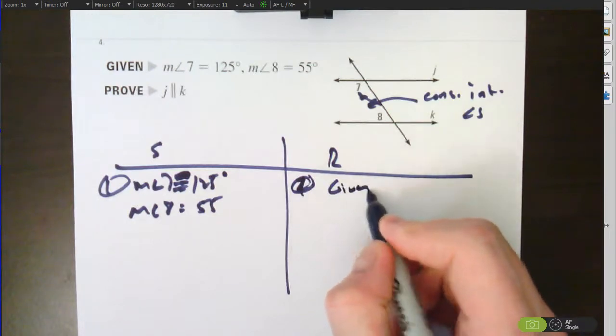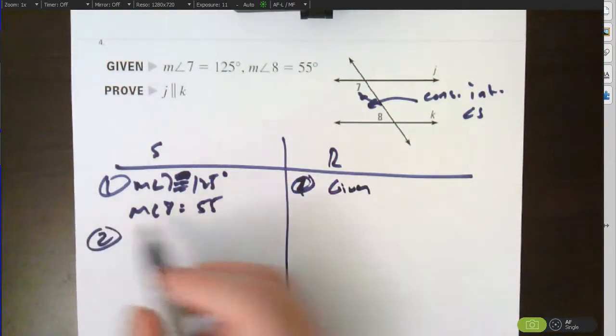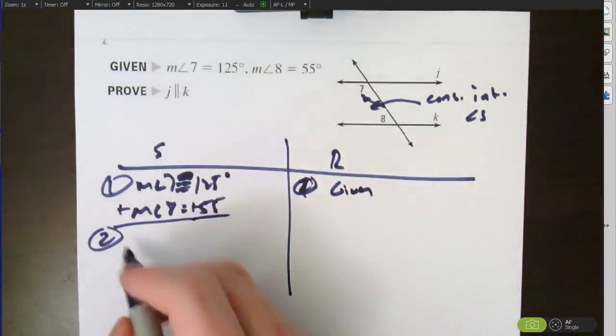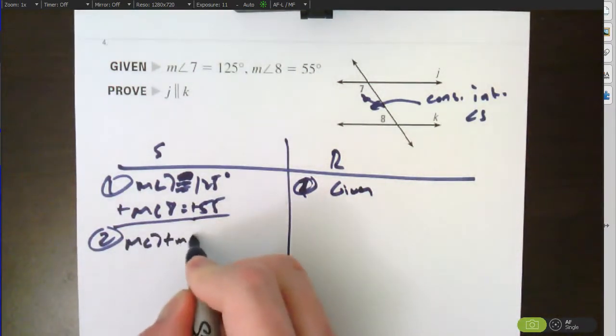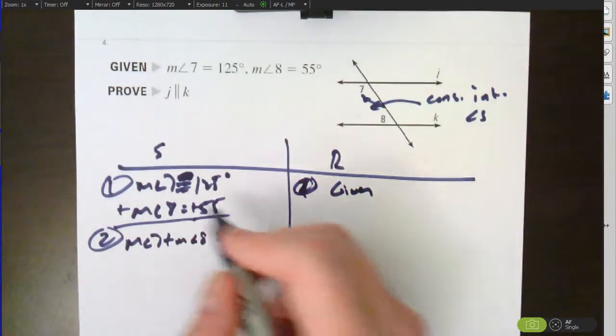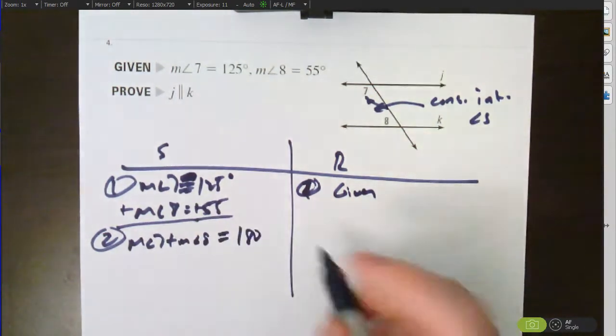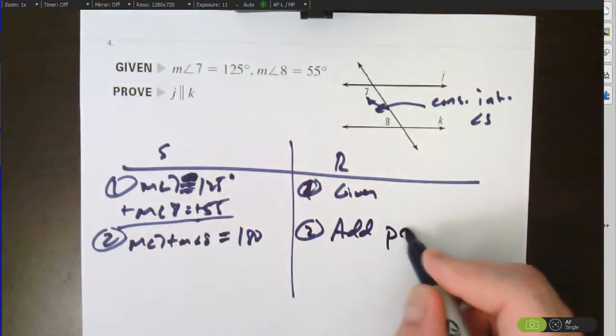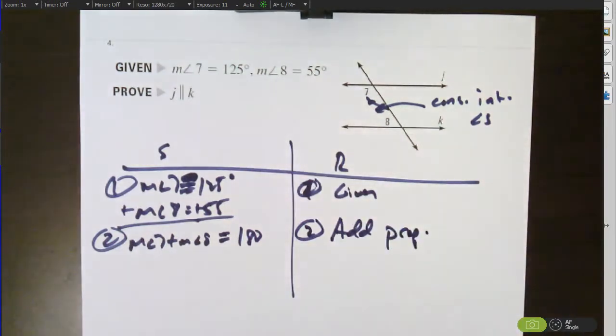No, it was that way on purpose. Because step 2, I'm going to say, add those guys together. Measure of angle 7 plus measure of angle 8 is 125 plus 55. Well, 125 plus 55 is 180. That's not the angle addition postulate, it's just the addition property. I just added both sides together.